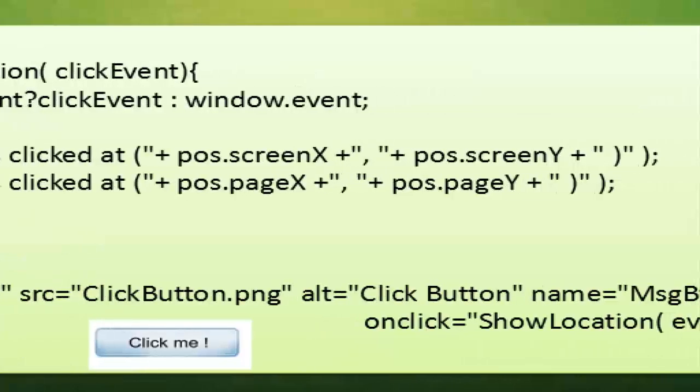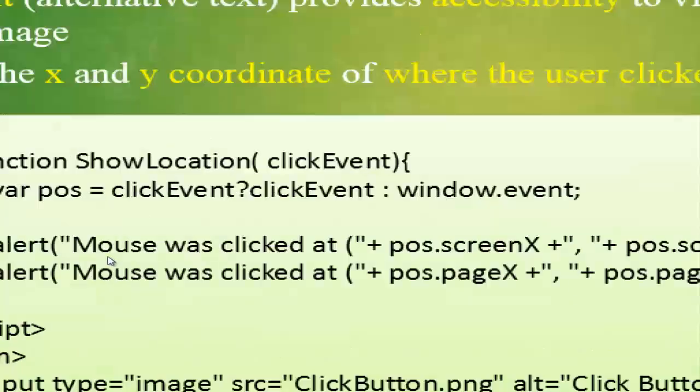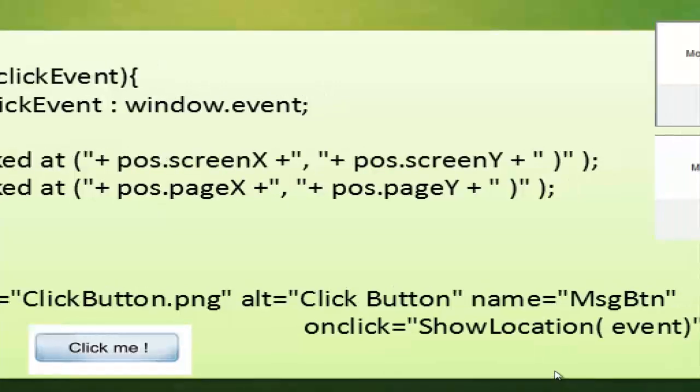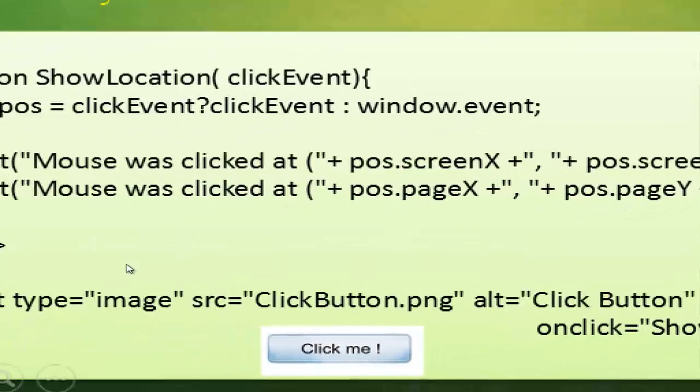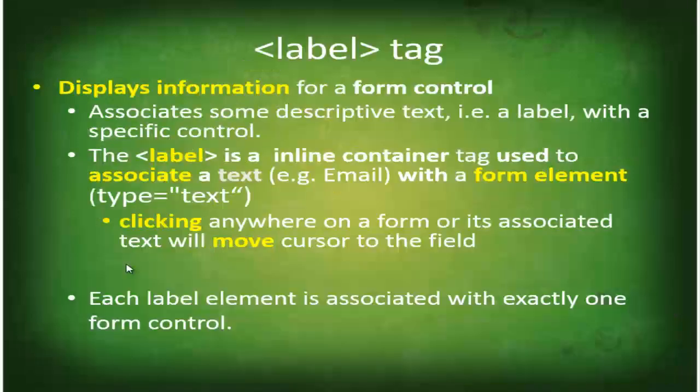So this is a button, and when somebody clicks on it, I'm trying to show the location. You can do anything, and there is a show location which takes the event that was generated, and it's going to just give you the mouse location where the mouse pointer was clicked. Okay. Not really required. I think label I've already talked about.